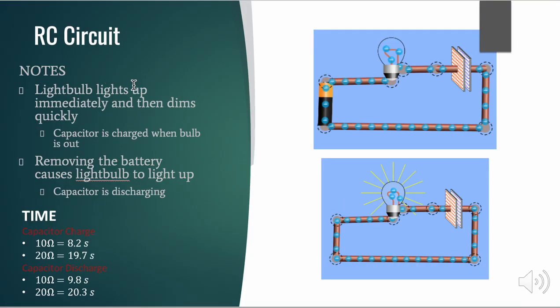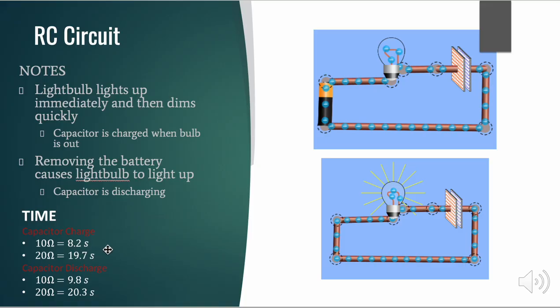Here's the RC circuit, as you see in the pictures. The light bulb lights up immediately and then dims quickly. The capacitor is charged when the light bulb is out. Removing the battery causes the light bulb to light up. The capacitor is discharging.